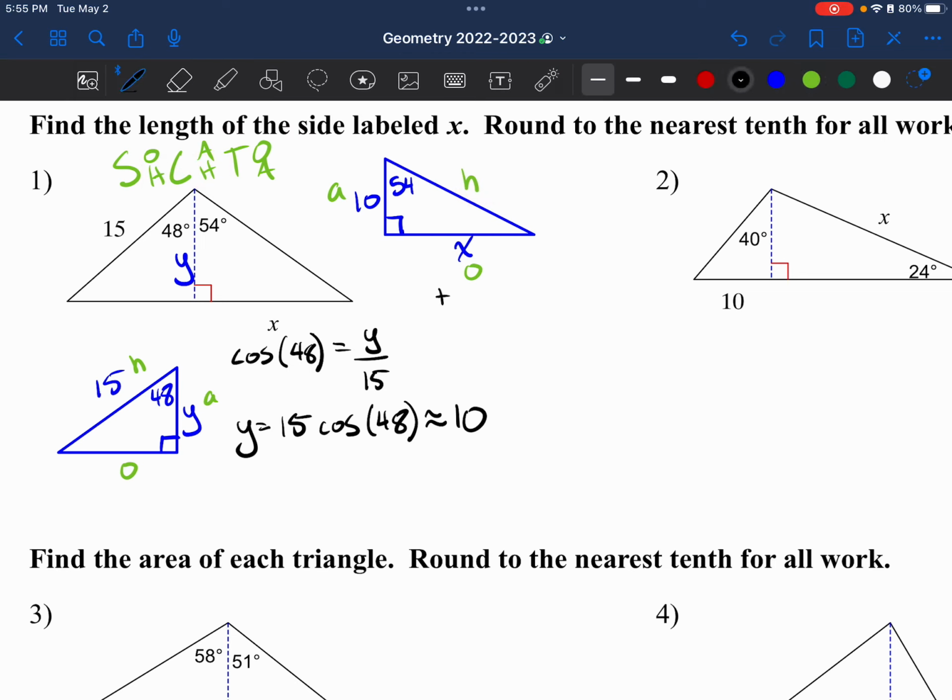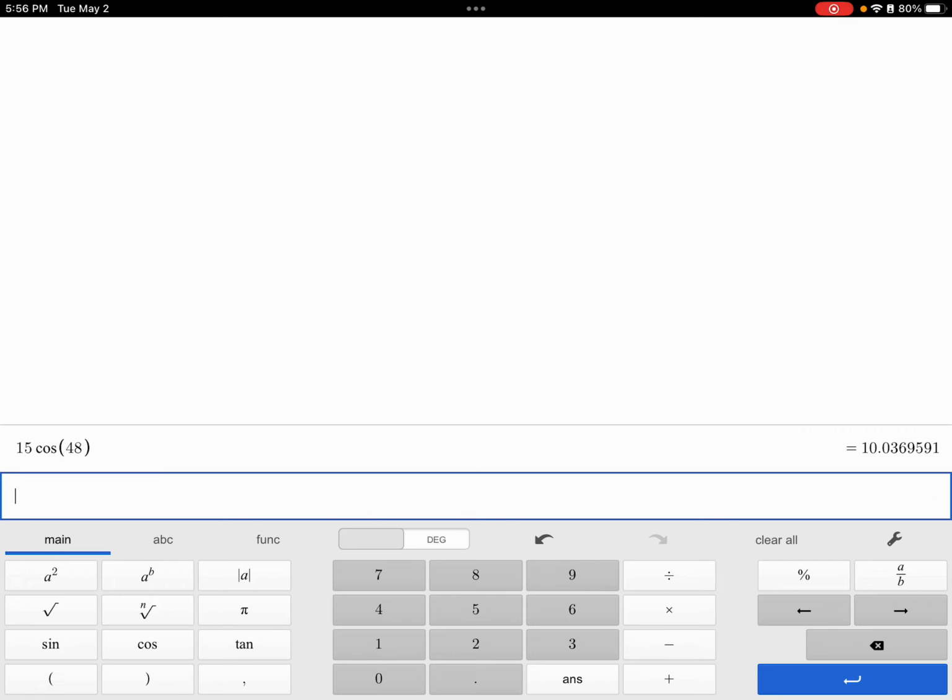We have tangent of our angle, 54. That's going to be equal to opposite over adjacent. Again, O over A. Our opposite is x, and our adjacent is 10. Again, multiply both sides by 10, and we get x is equal to 10 times tangent of 54. And 10 tangent of 54 is 13.8 rounded.